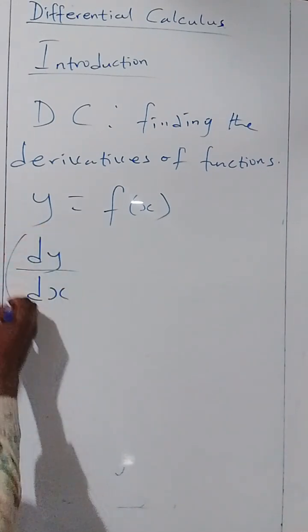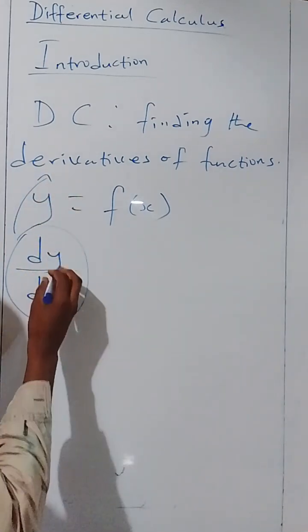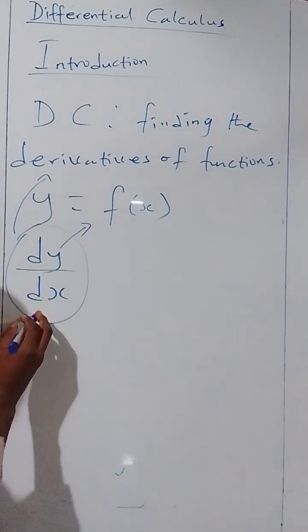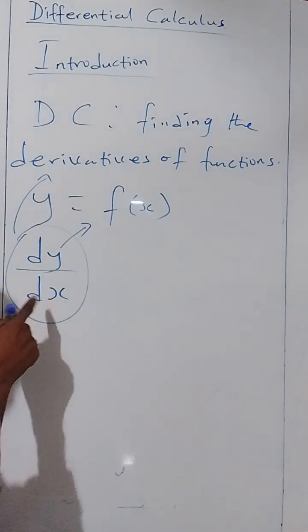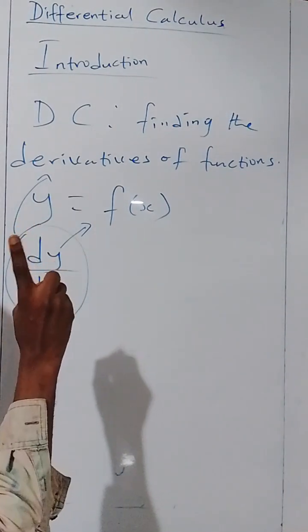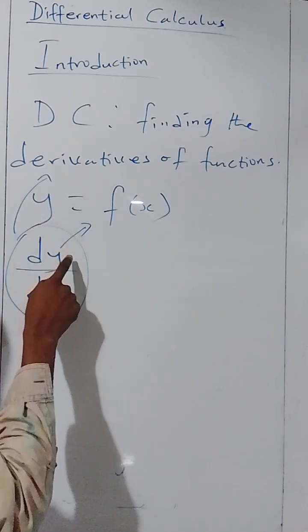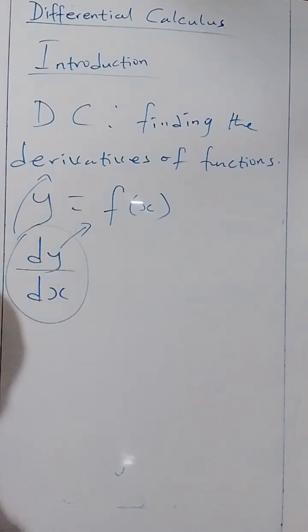So whenever you see dy/dx, what we are finding is the rate of change in y with respect to a unit change in x. That is, if this variable x changes by 1 unit, by how much will y change? That is what is meant by derivative.